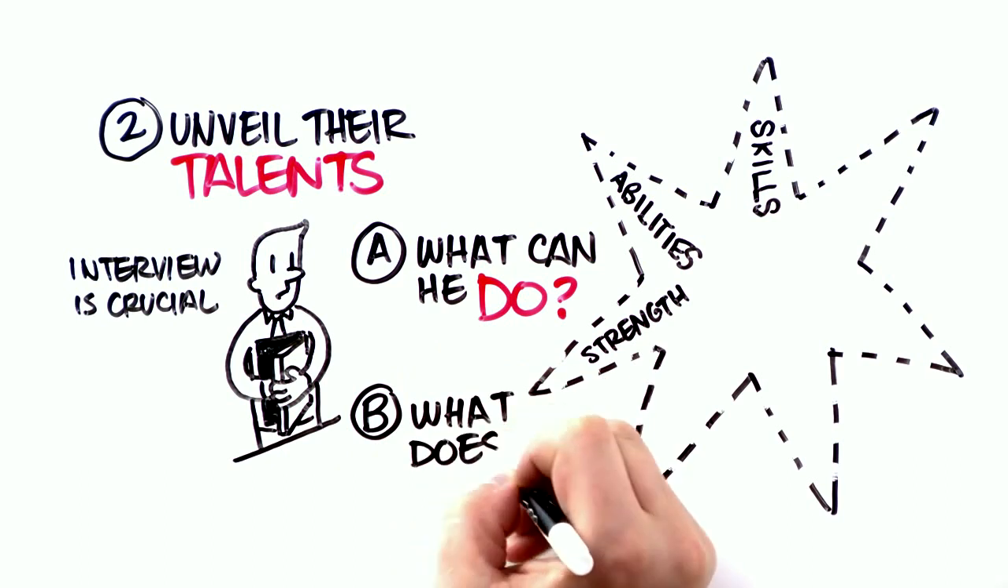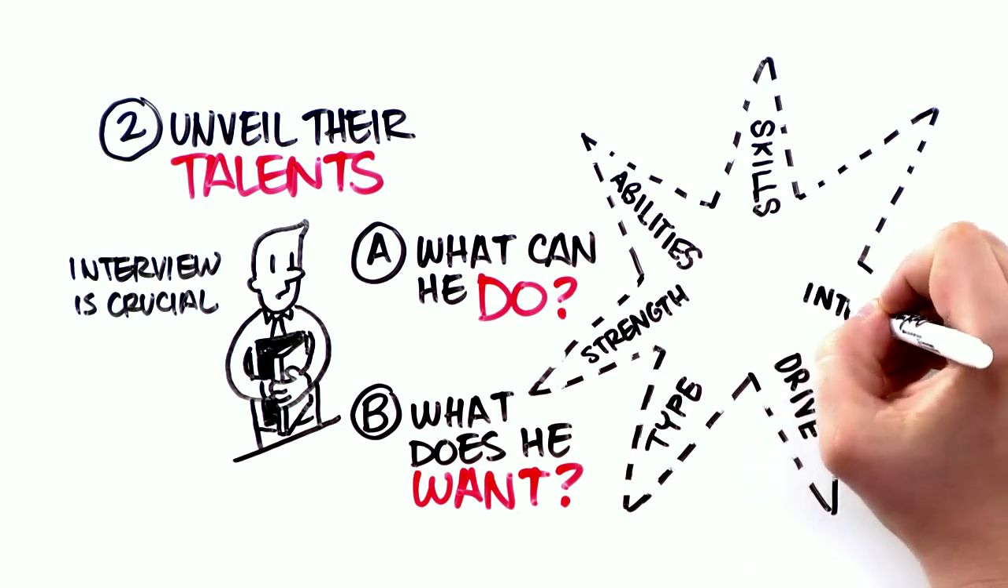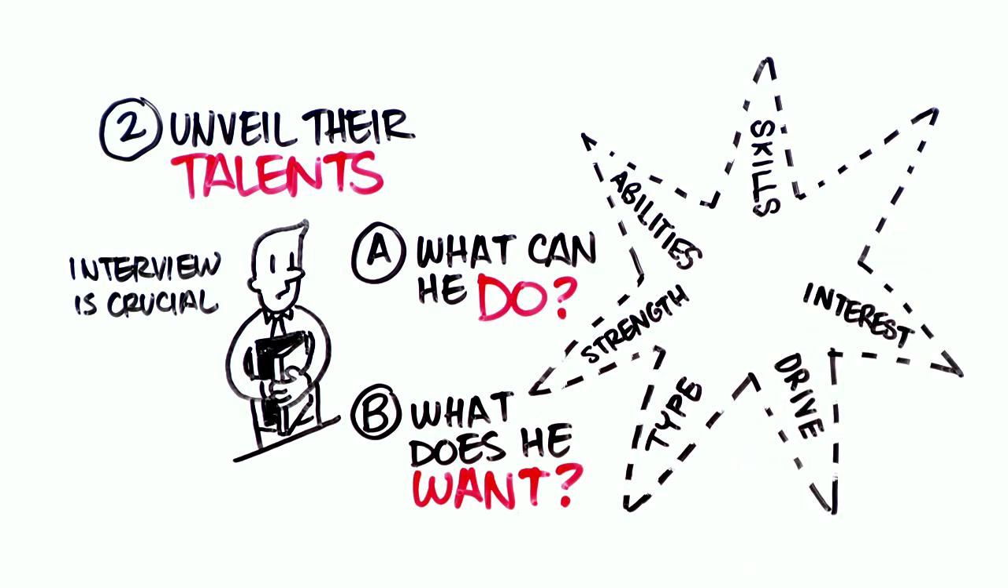B, what does he want? Ask questions like, what type of person is he? His talents, drives, and interests. What does he want to accomplish in life? Asking these questions seems simple, but how to get the real answers to these questions?